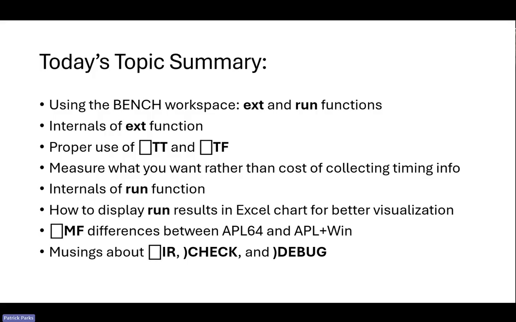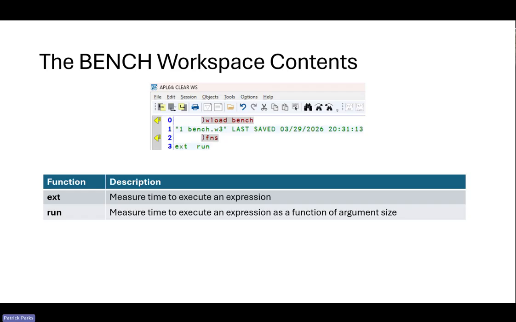It's pretty straightforward. The quad MF function, the performance monitoring function, works basically the same in APL64 as it did in APL+Win, but it has some additional information that wasn't available in APL+Win, and we'll talk about those differences between the two. And I'll also get into using the quad IR, which is an internal representation. In particular, I'm doing that so as to demonstrate definitively the impact on performance that the check system command and the debug system command can have on your execution. So we'll look into those factors.